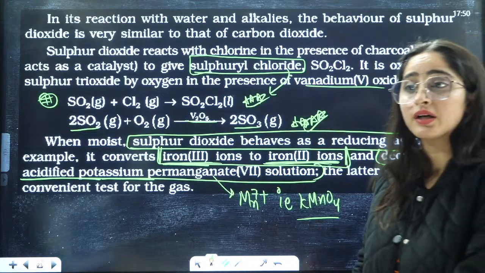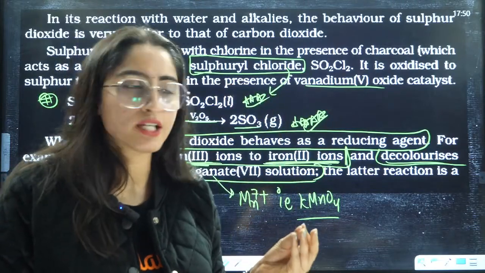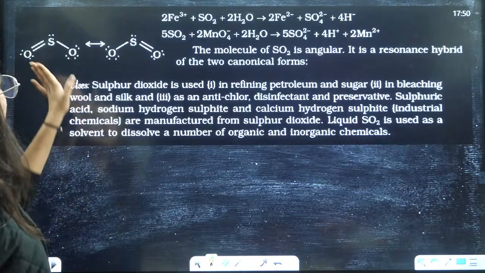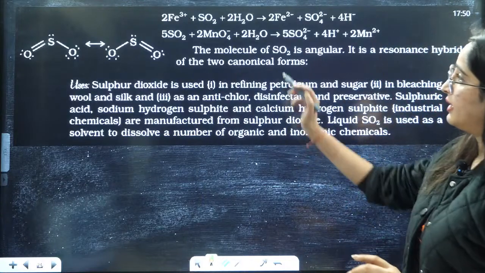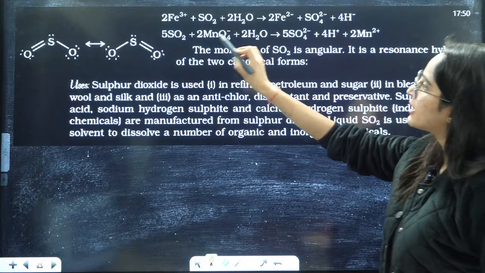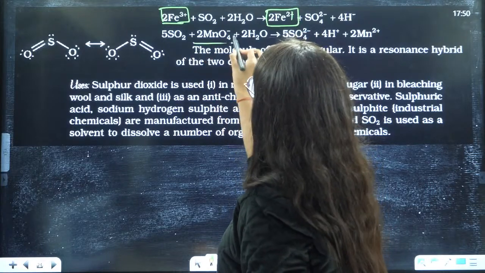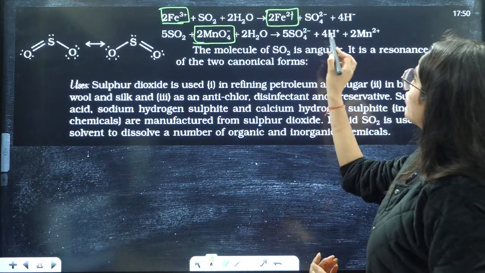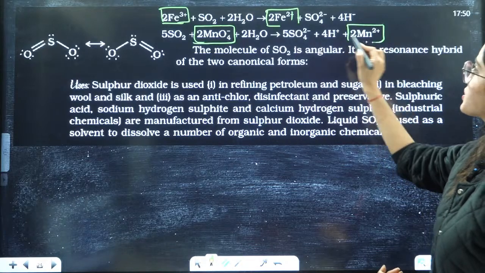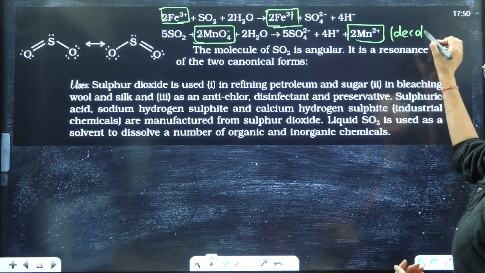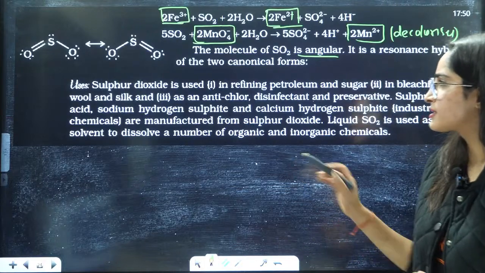Whenever you see any change in color, that definitely means it can be used for identification. Now this is the structure, somewhat similar to ozone. These are the two reactions they have given: how it changes Fe3+ to Fe2+, and how it changes MnO4- to Mn2+ with SO4 2- formed, and decolorizes it. Then the molecule is angular, definitely. These are the shapes given to you.